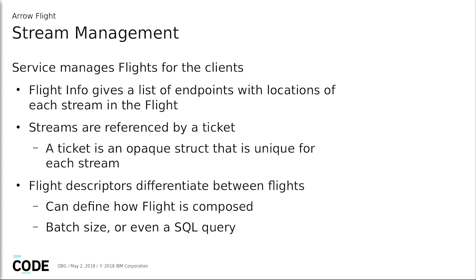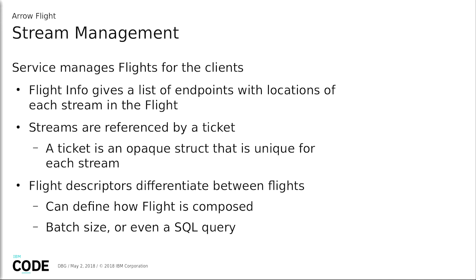Flight info is a list of endpoints that contain locations for each stream within that flight. And each stream is referenced by a ticket. So a ticket is an opaque structure that makes sure it's unique for each stream. So you can think of your flight info as like your itinerary that you would get from an airline, and you get maybe a series of tickets that you use to eventually get where you need to go, and in this case, you would want to consume all the data in your flight.